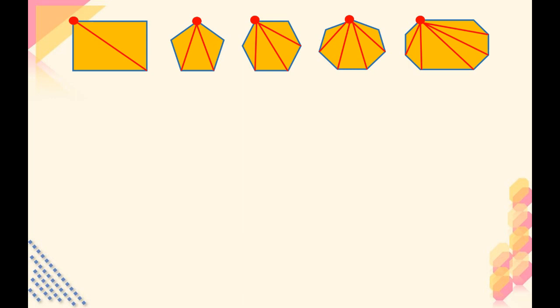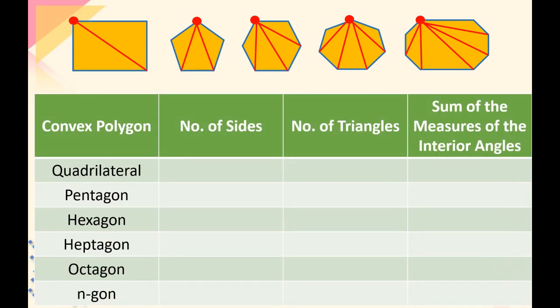Observe each of the figures. What polygon was formed when we drew the diagonals from one vertex? Triangles! Correct! Having that, let us now complete this table. So for the quadrilateral, how many sides does it have? It has 4 sides. And how many triangles are formed after we have drawn the diagonal? We have 1, 2. We have 2 triangles.